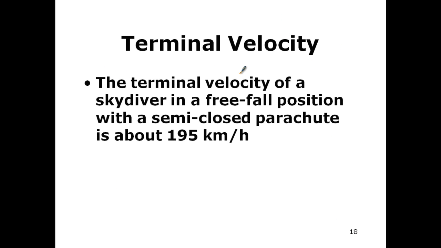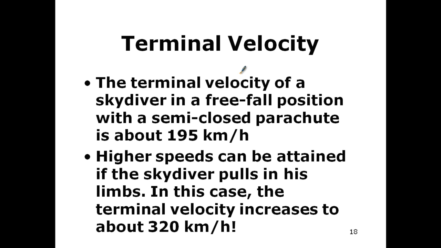So the terminal velocity of a skydiver in free fall position with a semi-closed parachute is about 195 kilometers per hour, which is pretty darn fast. Higher speeds can be attained if the skydiver pulls in his limbs. I'm sure you've watched James Bond. He jumps out of his airplane and tries to catch the falling woman who was pushed out of the airplane or something. In this case, you can actually increase your terminal velocity to about 320 kilometers per hour. Also really freaking fast.